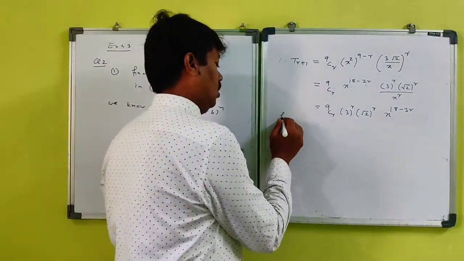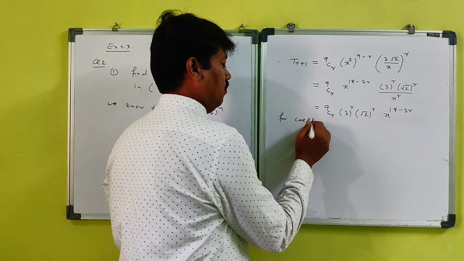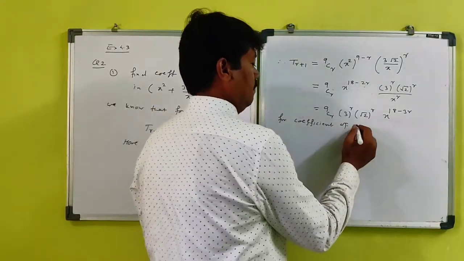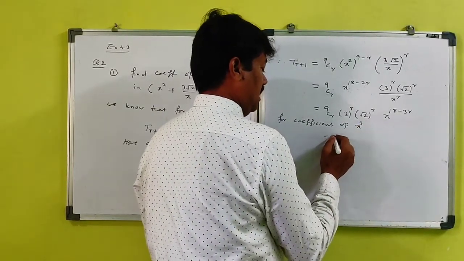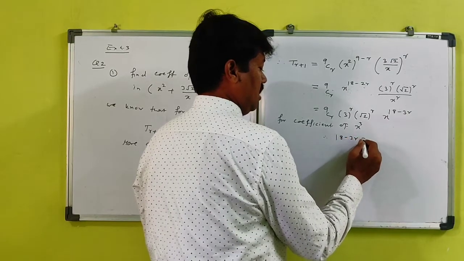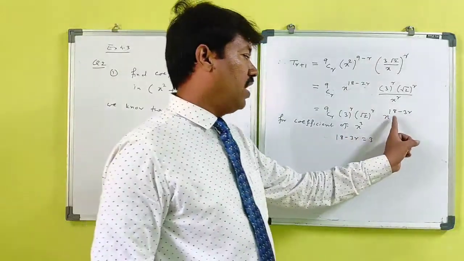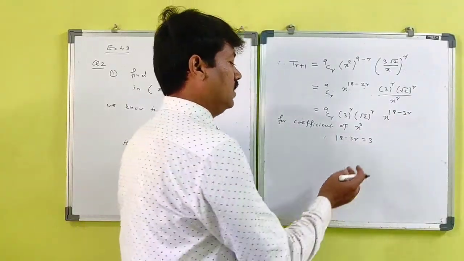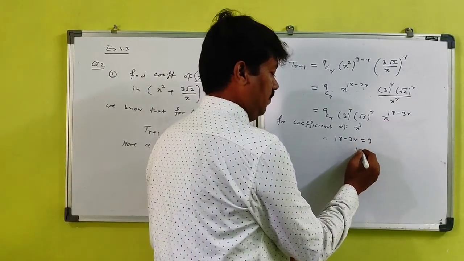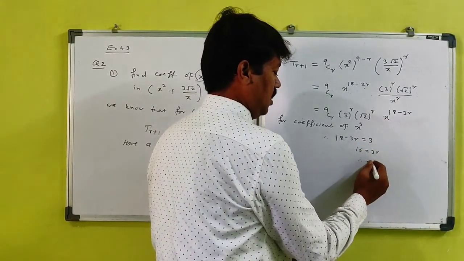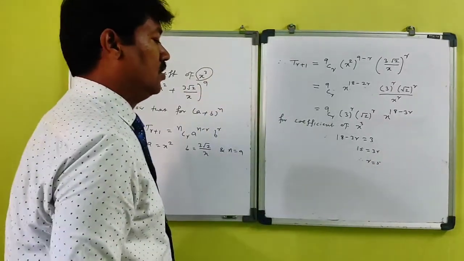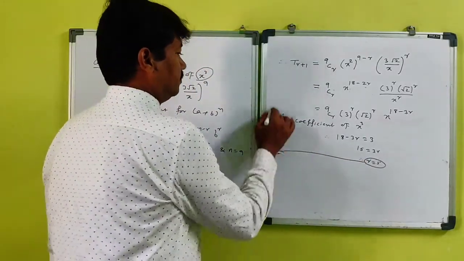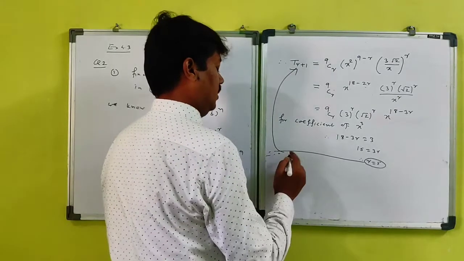So for the coefficient of x raised to 3, you equate 18 minus 3r with 3, because the power of x here is 18 minus 3r, and you have to find the coefficient of x raised to 3. So equate with this. This 3 will come here, so that becomes 15 is equal to 3r. That will give you r is equal to 5.